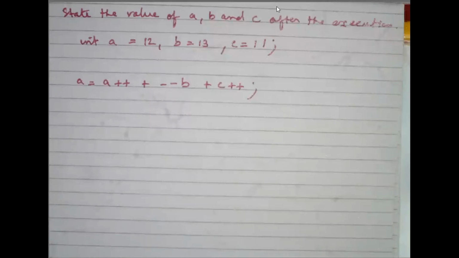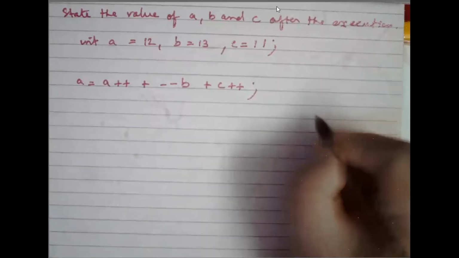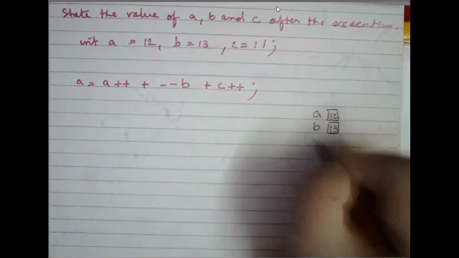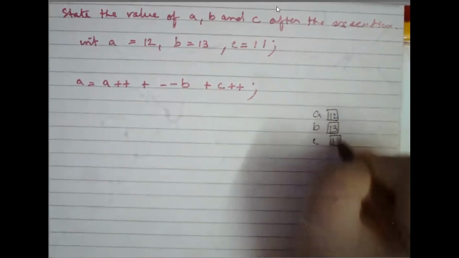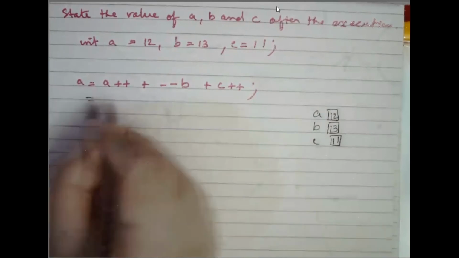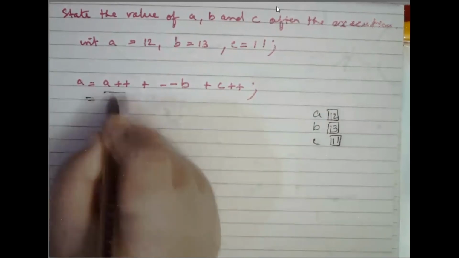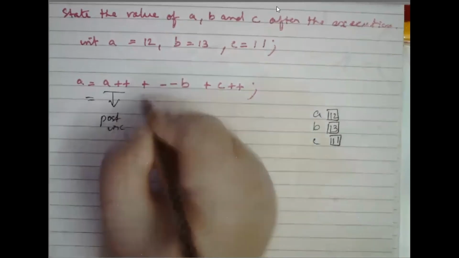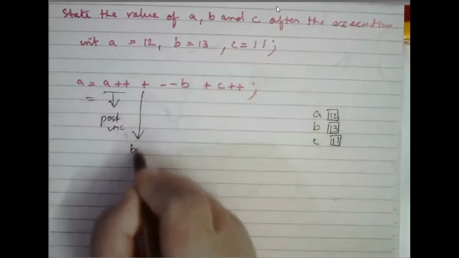We'll go on to solve the next question, which says: state the value of A, B and C after the execution. A's initial value is 12, B's initial value is 13 and C's initial value is 11. So I'll write it on the side and keep it. Now you can see the expression that is there, which is A++. This A++ is my post increment. This plus is my binary plus.